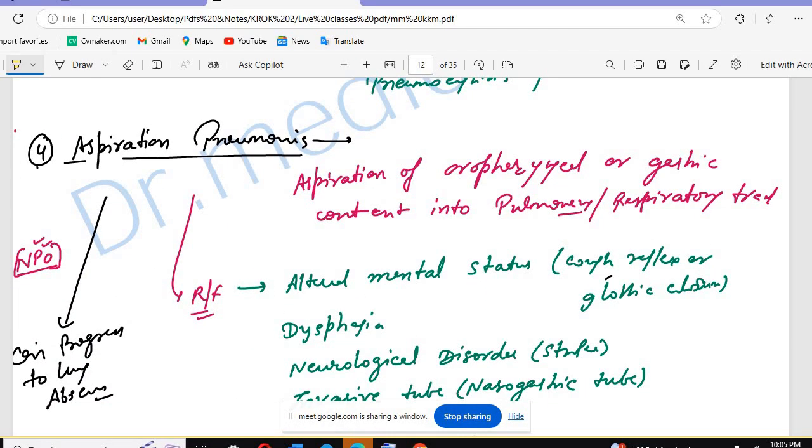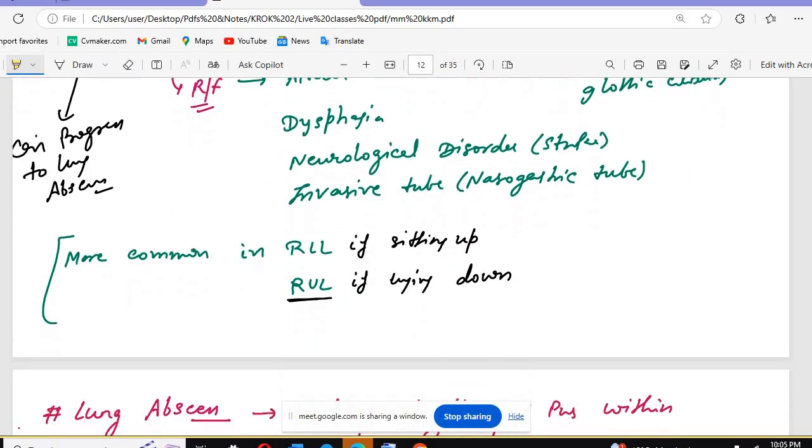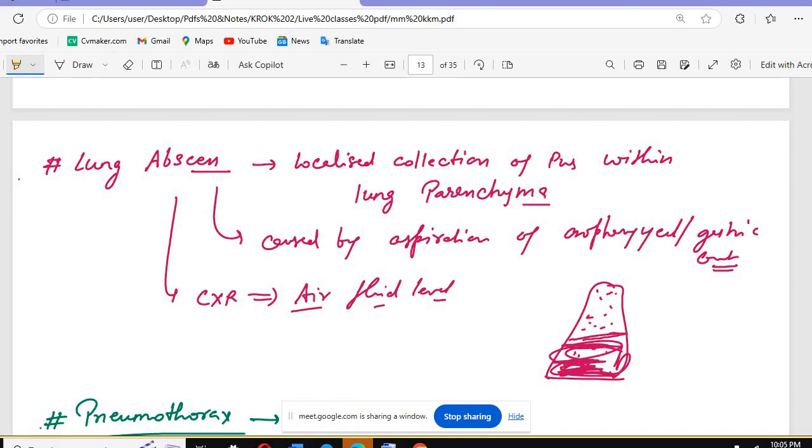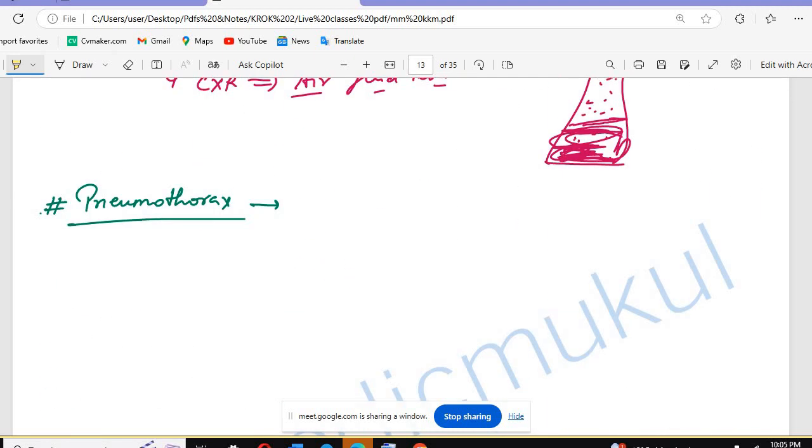Aspiration pneumonia is aspiration of oropharyngeal or gastric content into the respiratory tract. It can progress to a lung abscess. Risk factors are altered mental status, dysphagia, neurological disorders like stroke, or invasive tubes like a nasogastric tube. It is more common in the right lower lobe or right upper lobe. Then we have the lung abscess, a localized collection of pus within the lung parenchyma. Then we will be discussing pneumothorax.